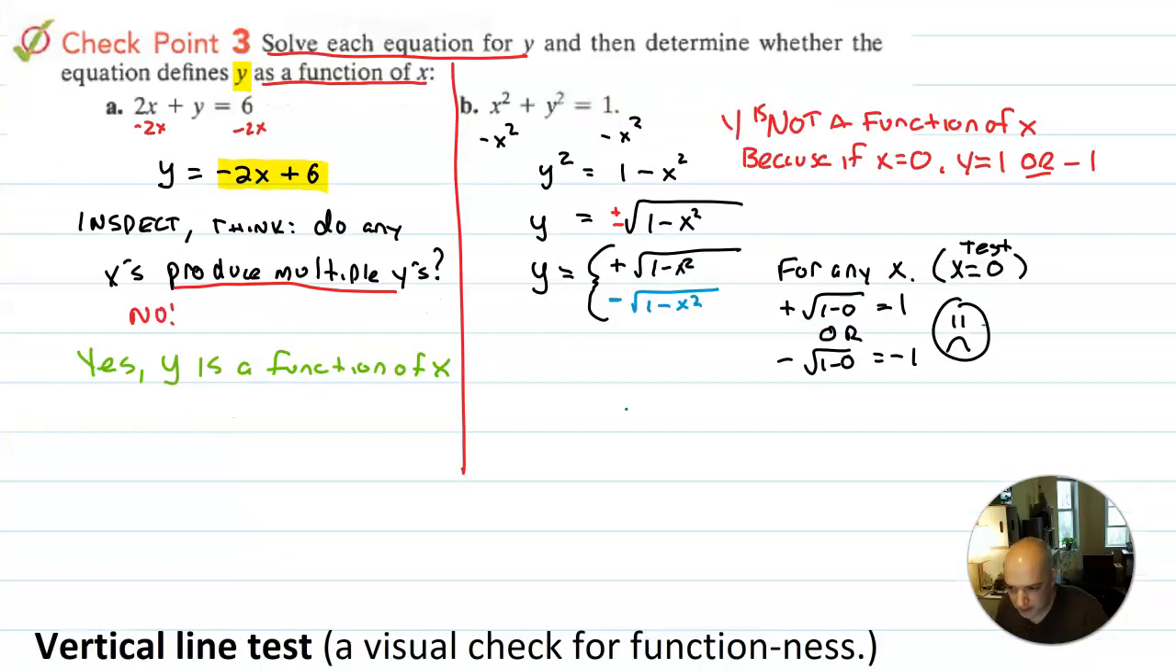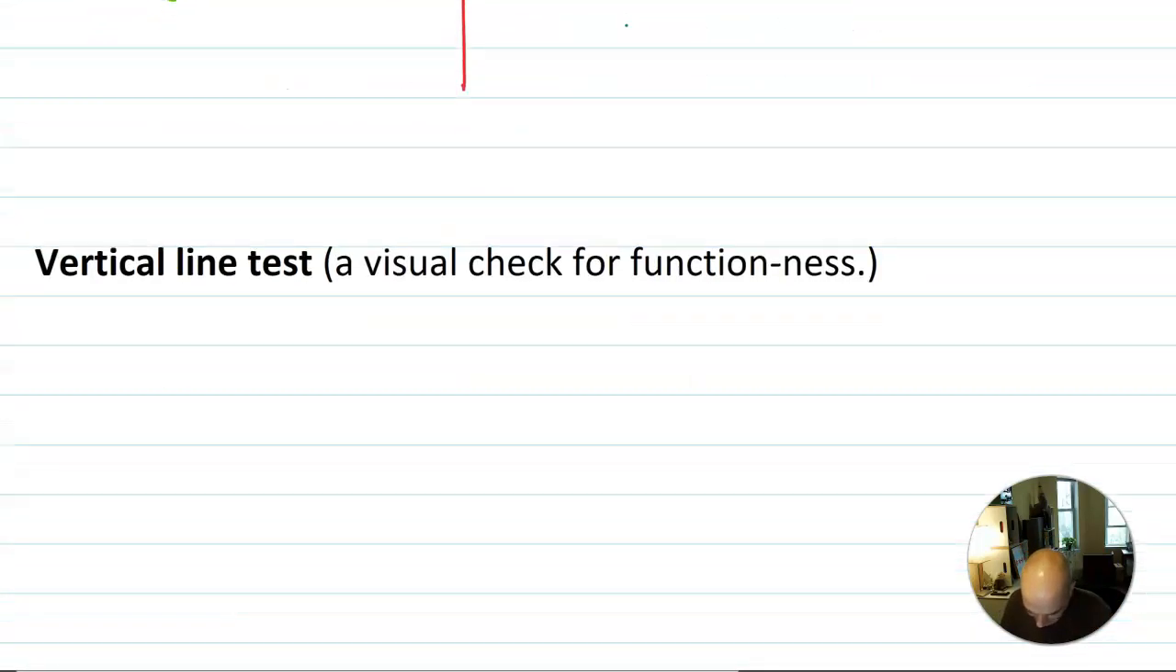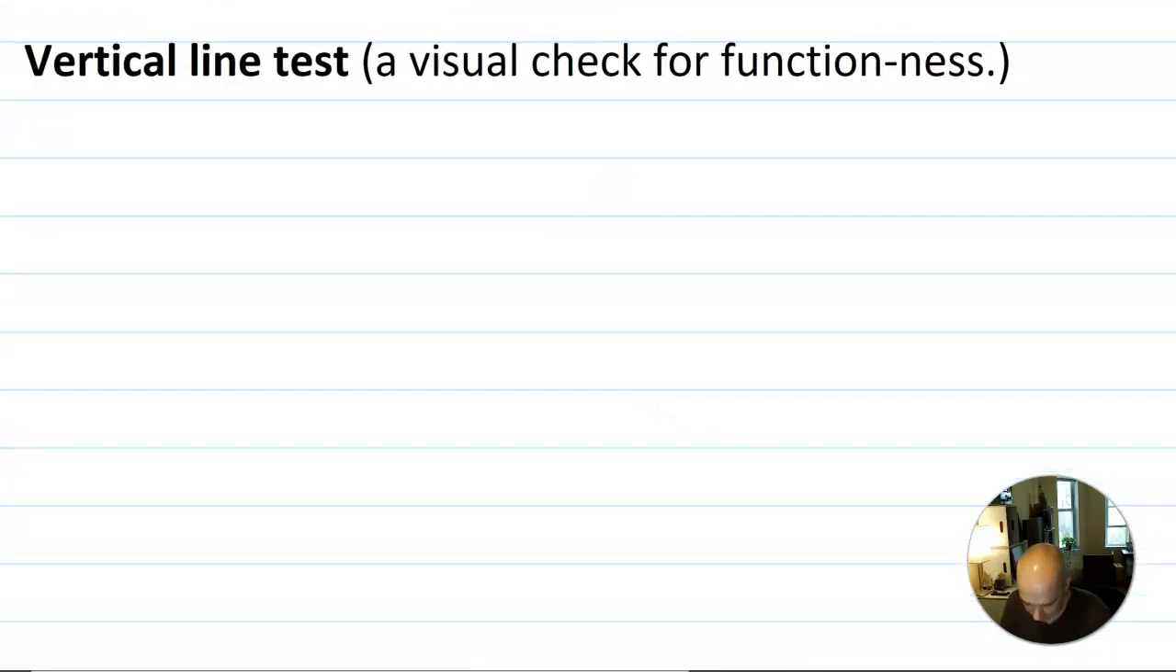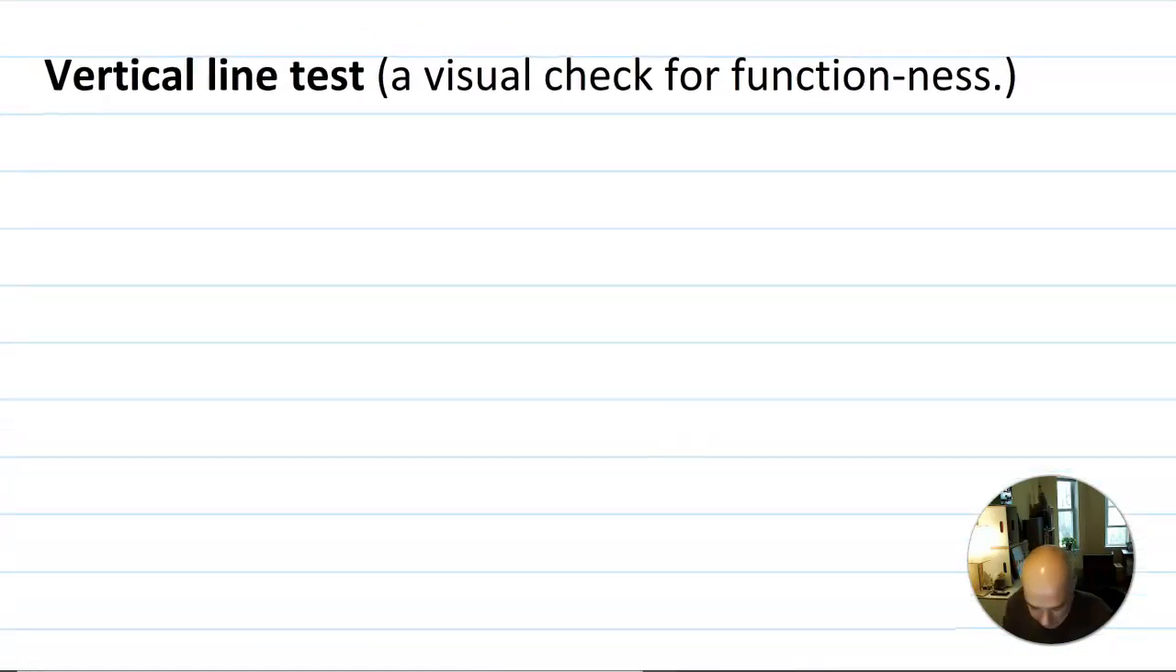So that's kind of annoying and fiddly to do with just pure algebra. It's certainly possible by solving for y and inspecting. But luckily for us, there is a much easier way. And that easier way, you can see on the bottom of the screen, is called the vertical line test. That's a visual check for if a graph represents a function. And specifically, this represents if y is a function of x.